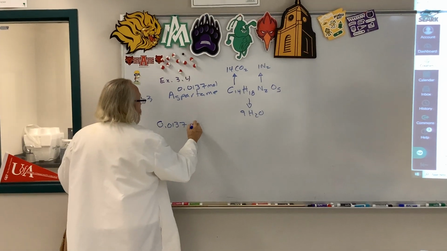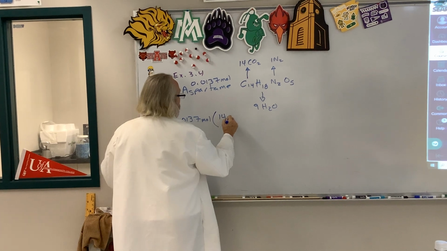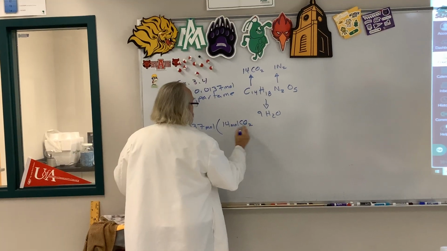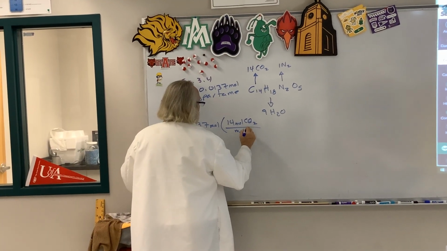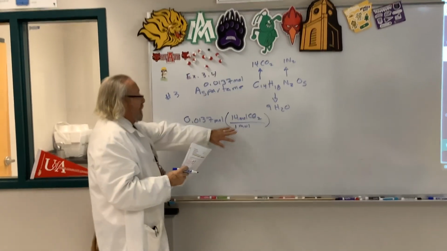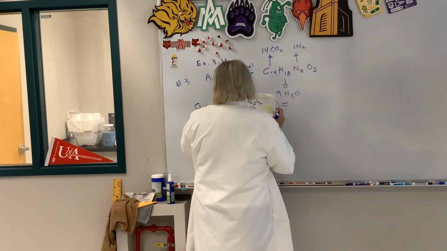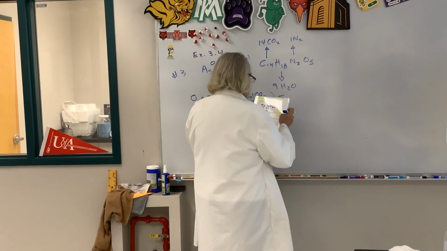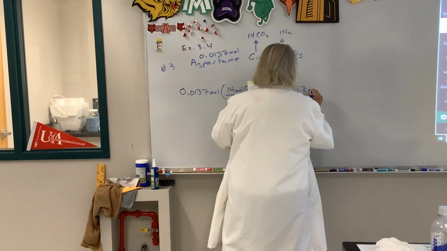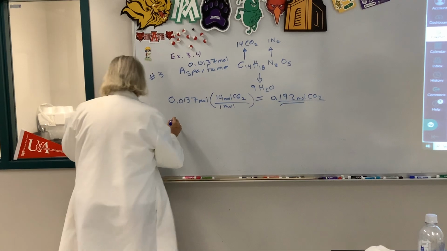0.0137 mole of aspartame multiplied by 14 mole of CO2 per 1 mole of aspartame. Okay, so my moles of aspartame cancel, I'm left with moles of CO2. 0.0137 times 14 just happens to be 0.192 mole of carbon dioxide will be produced. There's 1/3 of your correct answer.